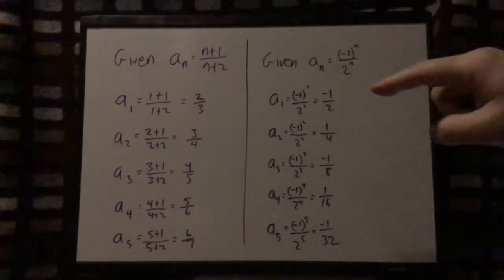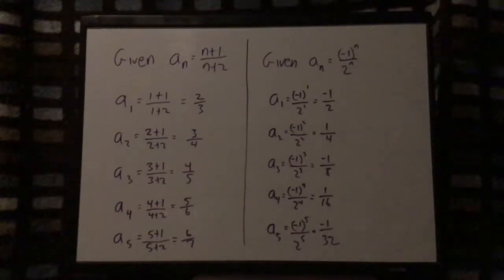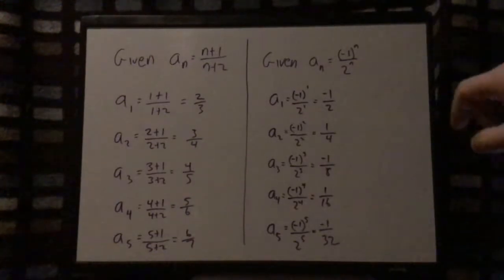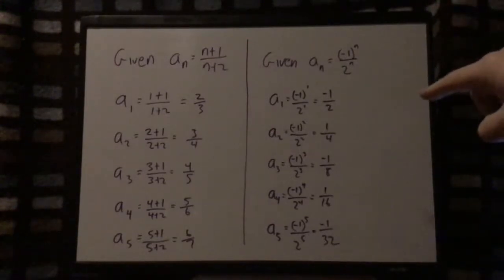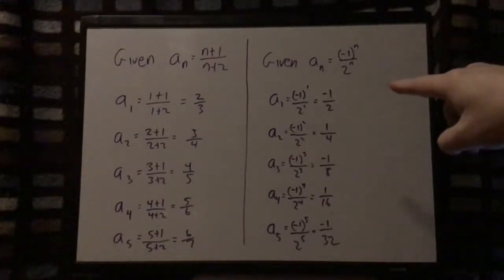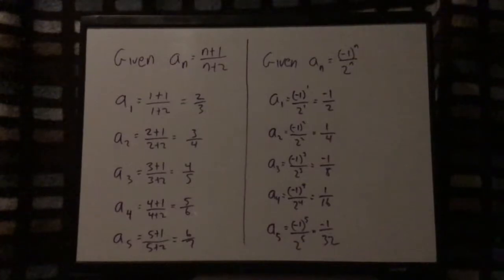So I get -1/2. For the second one, -1 squared is +1, and then 2 squared is 4, so I get +1/4. The third one comes out -1/8, the fourth one comes out +1/16, and the next one comes out as -1/32. Once again, if you want to find the 100th member of this, you could do -1 to the 100, which would come out as +1, and 2 to the 100 would be a huge number, but you could find it.